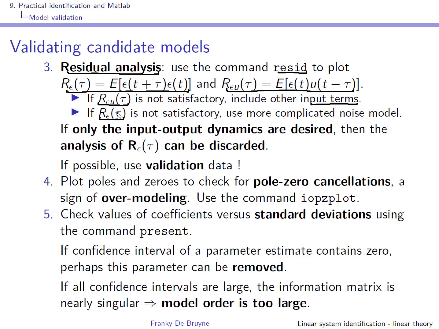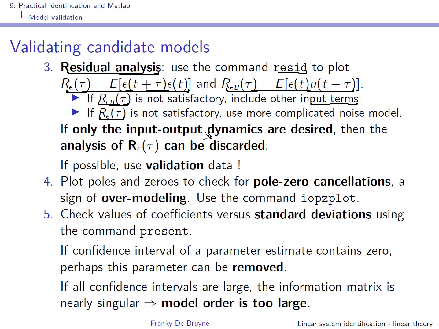And we've seen an example in the previous section where the delay was chosen wrong, and if the autocorrelation is not satisfactory, this means that the noise model is not validated. You should therefore adapt your model structure.